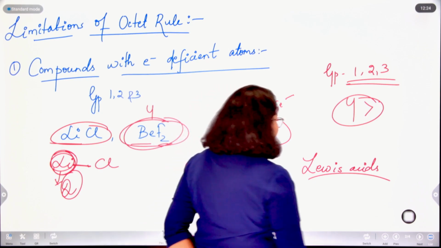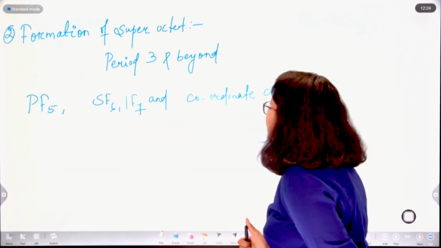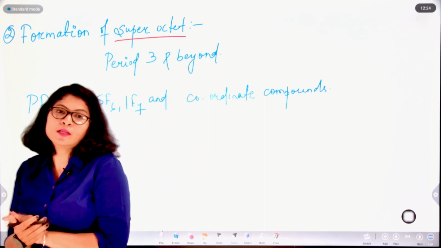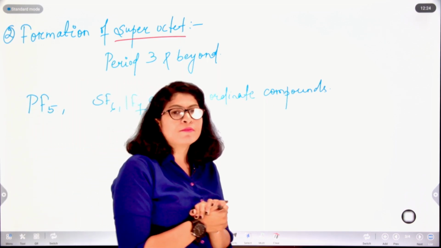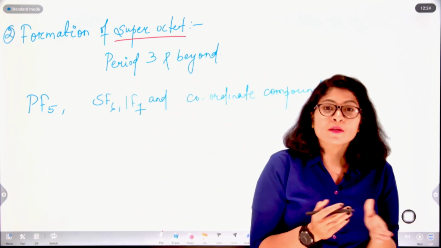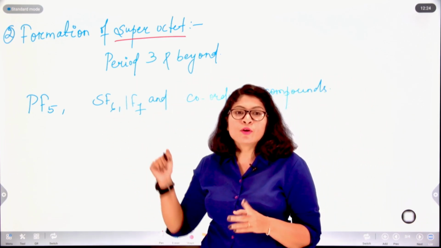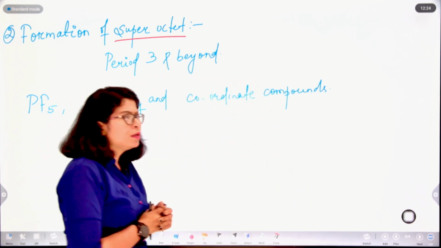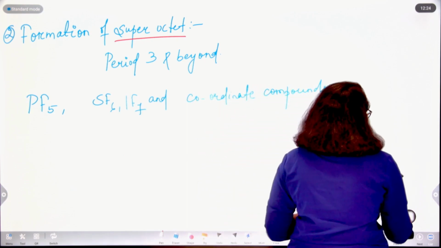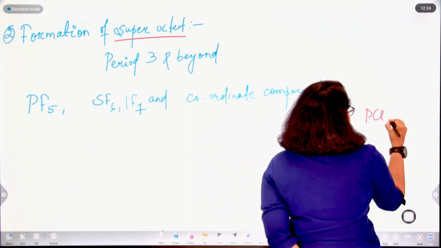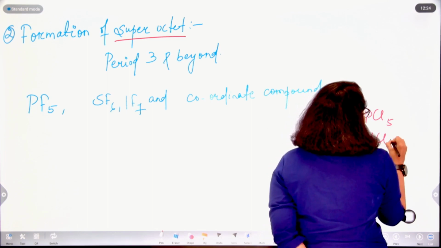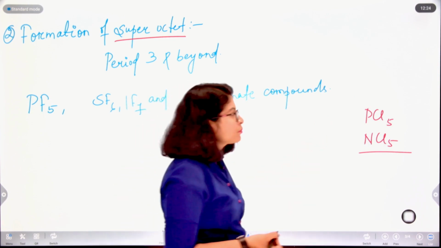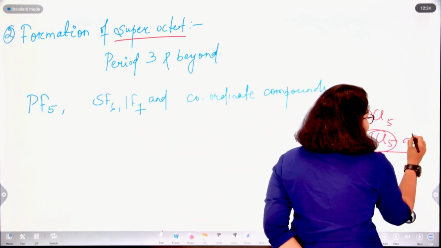Now if we move on to the second limitation, formation of superoctet. In the earlier limitation we learnt about compounds having less than 8 electrons, electron deficient. Now these are electron excess. Which compounds will have electron excess? Remember students, in a previous video we learnt why PCl5 is possible but NCl5 is not possible. Why? Because of the presence of d electrons in P, and N was lacking d electrons.